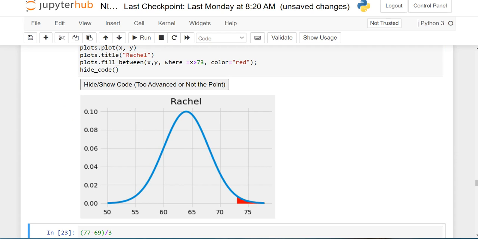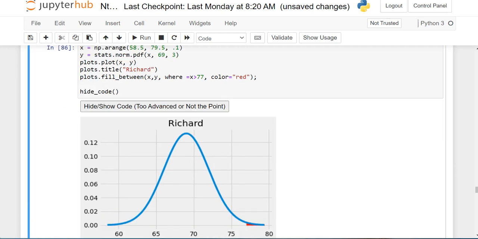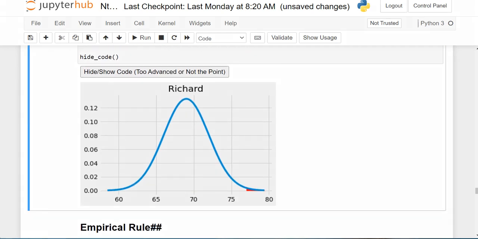And if I go down, we're going to do one for Richard, right? And notice that there's just this tiny little area, that's how we know that he's further away from the mean. Why? Because there's a much smaller shaded red area in Richard's graph. So the point is that compared to their biological sex, Richard is taller than Rachel is, if you're comparing them to their biological sex.